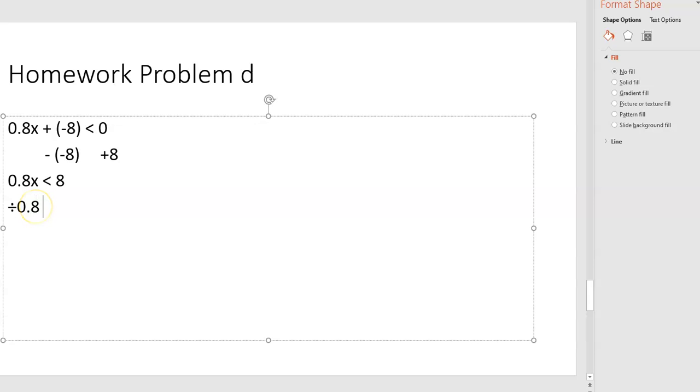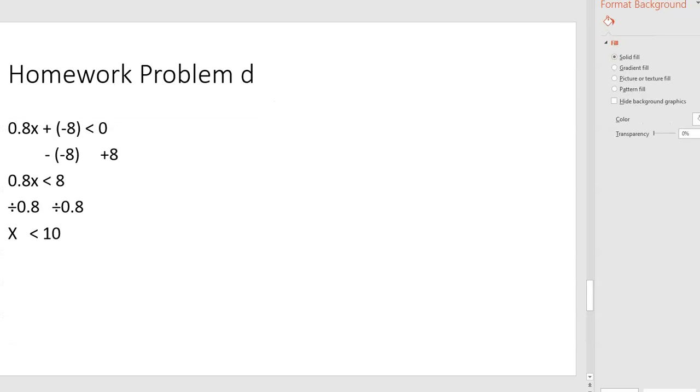by 0.8. Do it to one side, I have to do it to the other. And that gives me x here. Did not divide by any negatives, so there's no need to flip. 8 divided by 0.8 is 10. X is less than 10 is your answer.